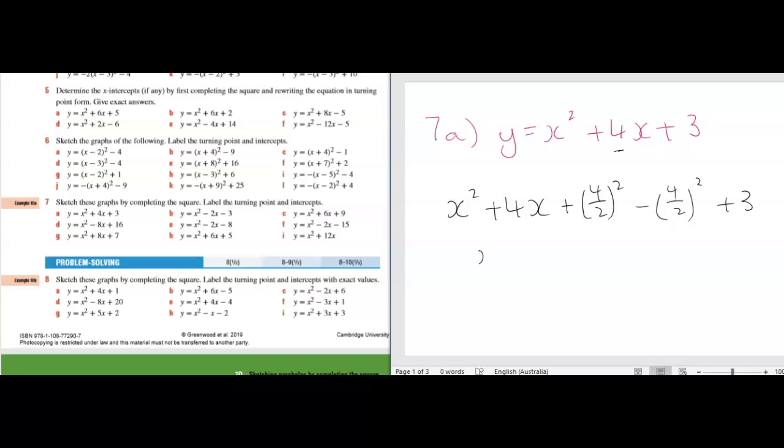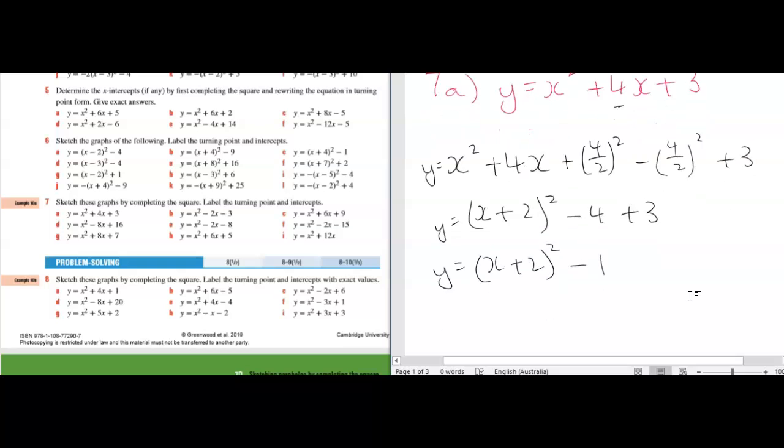Let's have a look at factorizing these first 3 terms. Whatever you have in your bracket, we'll go x plus 2 squared. So we've factorized the first 3 terms. And then we've got minus, 4 over 2 is 2, 2 squared is 4. So we've got x plus 2 squared minus 4 plus 3, which is minus 1. And I should put y equals there because they are all equations. So then we've got it in turning point form.